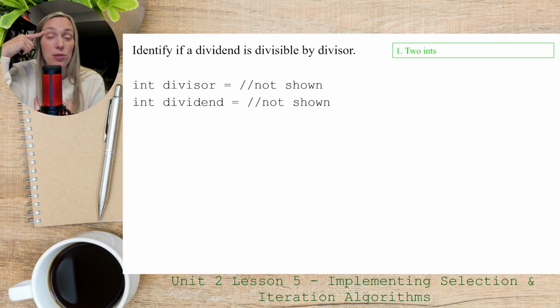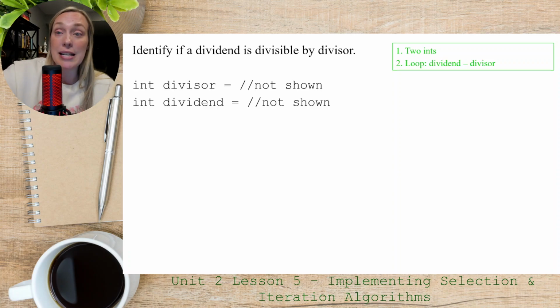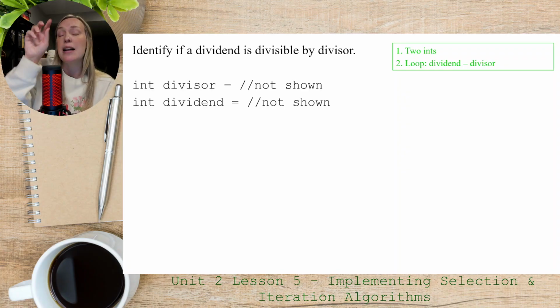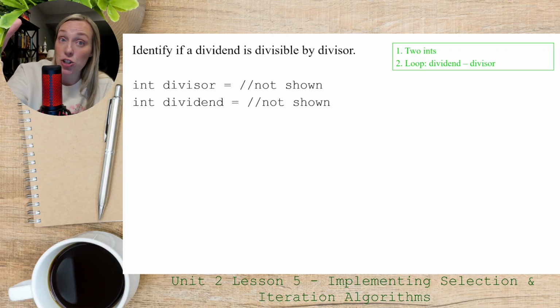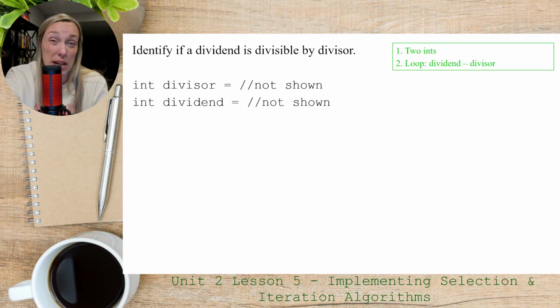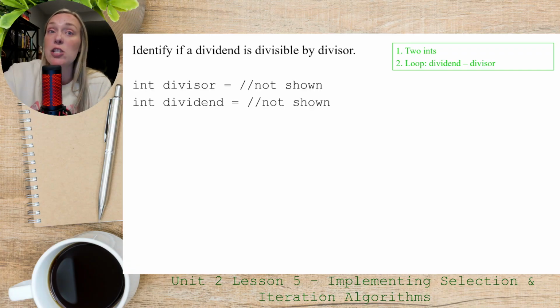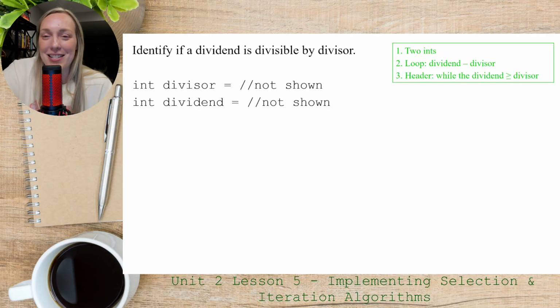So what you can do is, off to the side, write out the English to it. So I start with 2 ints. That's step 1. I have 2 ints. Next, I want to loop. I wanted to loop on each of those steps: the dividend minus the divisor. Now, the divisor stayed the same each time, right? The divisor was always 3 in our example. The dividend changed each time. And the dividend became the result of the dividend minus the divisor, okay?